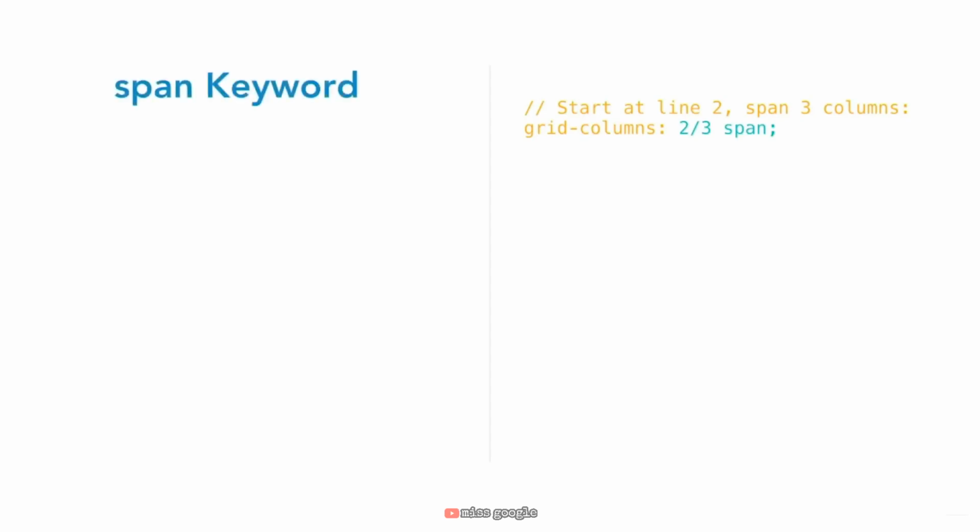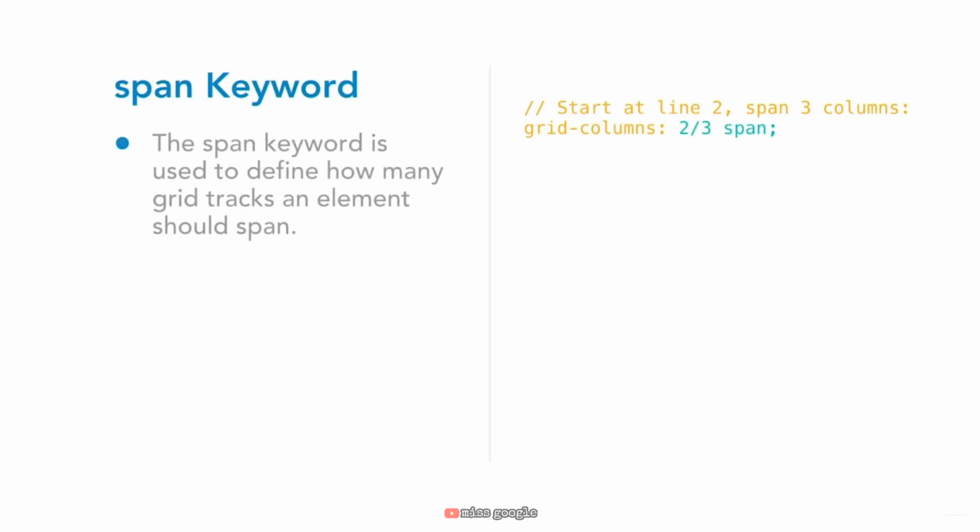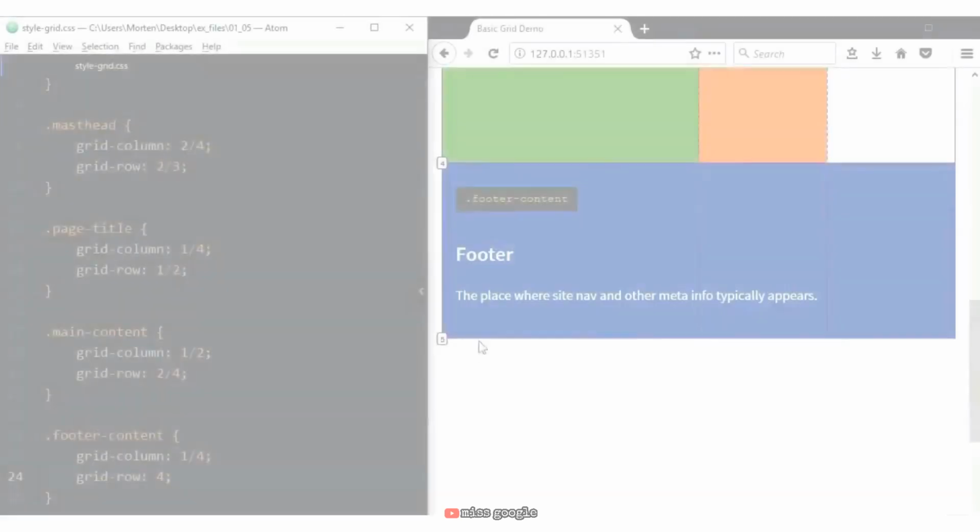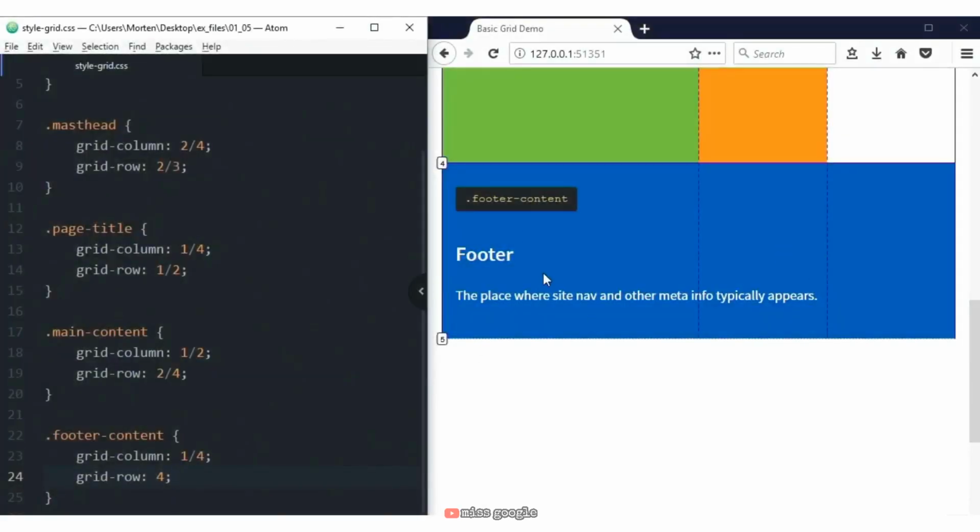And we can take this one step further. In addition to declaring the line we want the item to start and stop at, we can also say how many columns or rows we want the specific items to span across using the span keyword. So for example, right now, the footer here is spanning across all 3 because I declared it to start at grid column line 1 and end at grid column line 4.